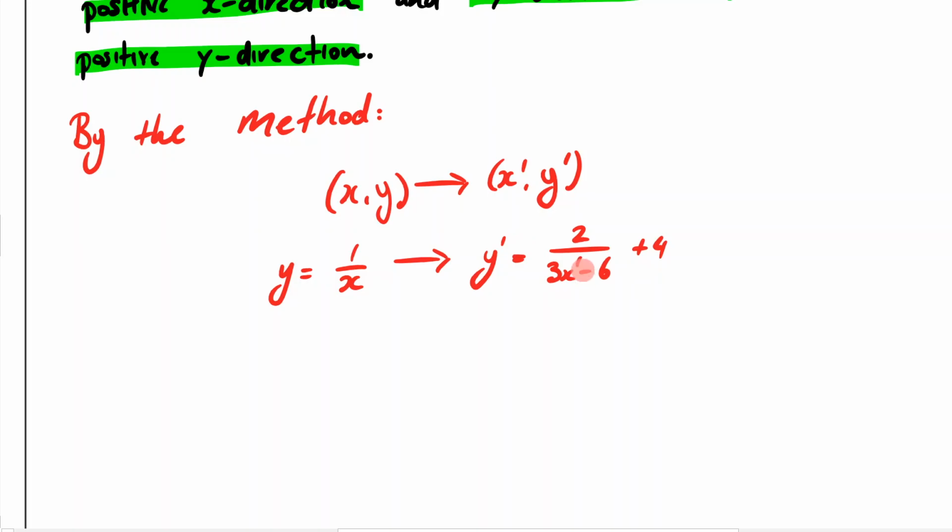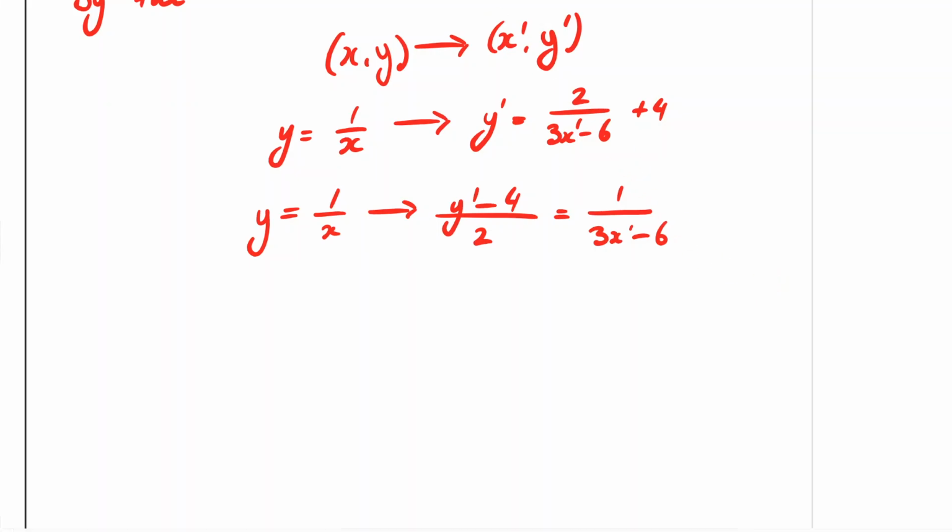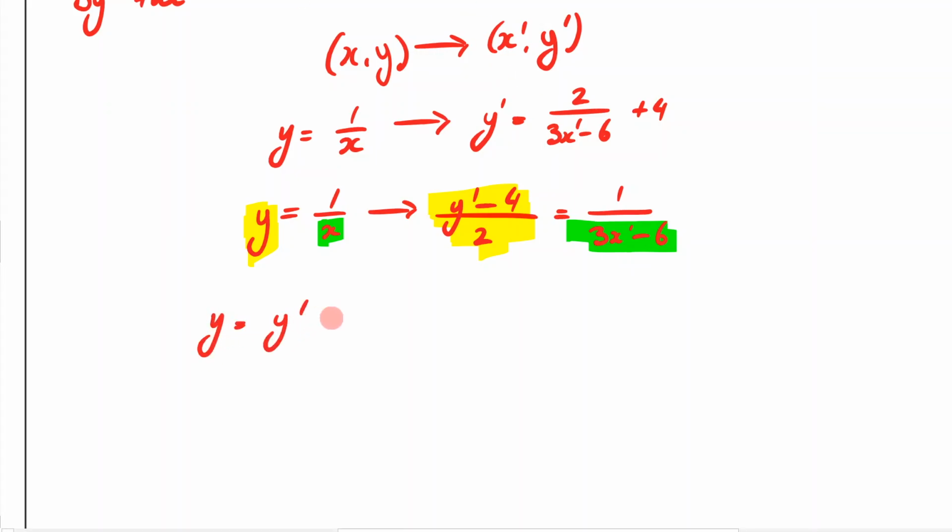I put my dashes here. I now rearrange the right hand side, which is going to leave me with y dash minus 4. So I'm going to subtract 4 from both sides. Then I'm going to divide by 2. So as you can see, I can do that in one step. Then what I do is I equate. So I equate this y with all of this here, and then I equate this x with all of this here. So that means what I'm going to end up with now is y is equal to y dash minus 4 over 2, and x is equal to 3x dash minus 6.